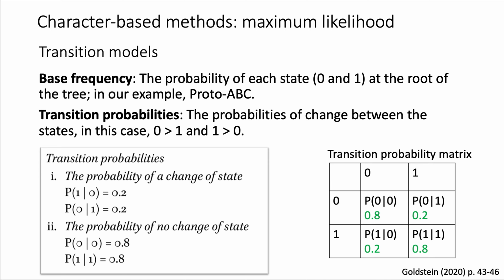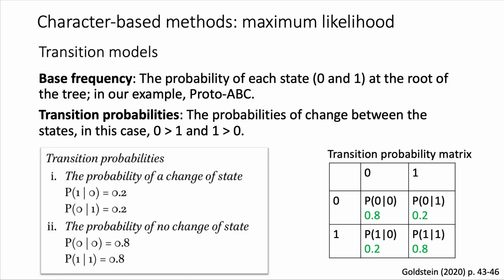To compute the probabilities in the example, we need a transition model. Transition models in biology are probabilistic models of trait evolution and detail probabilities in the change of a state. It is possible to encode a range of properties of linguistic change in a model, such as variable base frequencies, variable rates of change, variable transition probabilities, but we are going to keep things simple. Goldstein in his tutorial only covers the base frequency and transition probabilities.